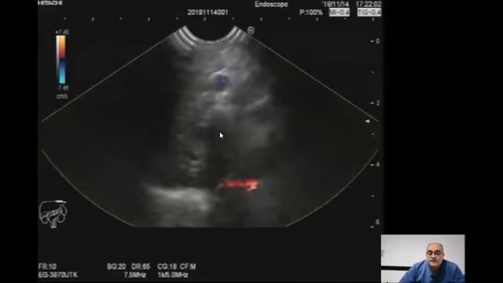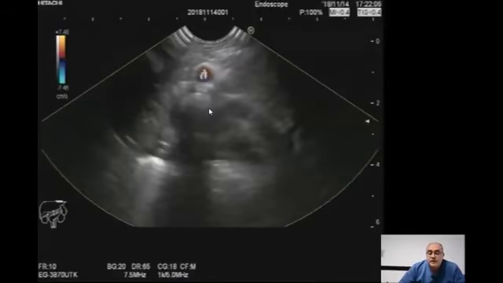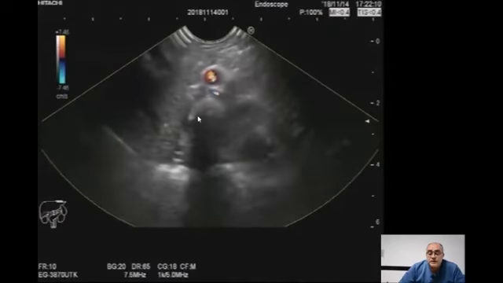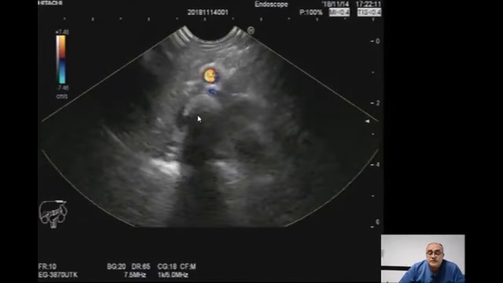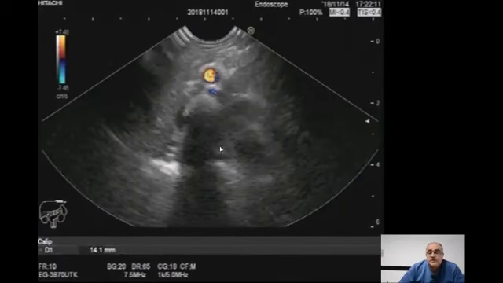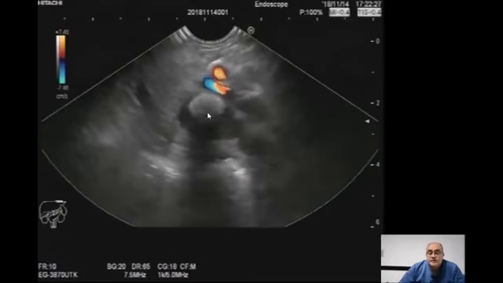And here we can see the common bile duct. This is the mid common bile duct. We notice here that there is a large stone inside the mid CBD. Yes, it is measuring about 14 millimeter. So it is a rather large stone seen from the stomach at the mid CBD.